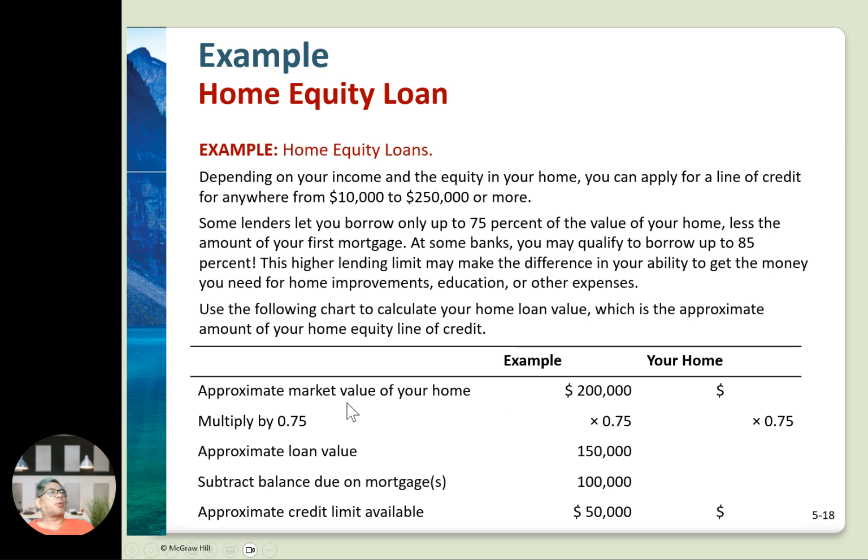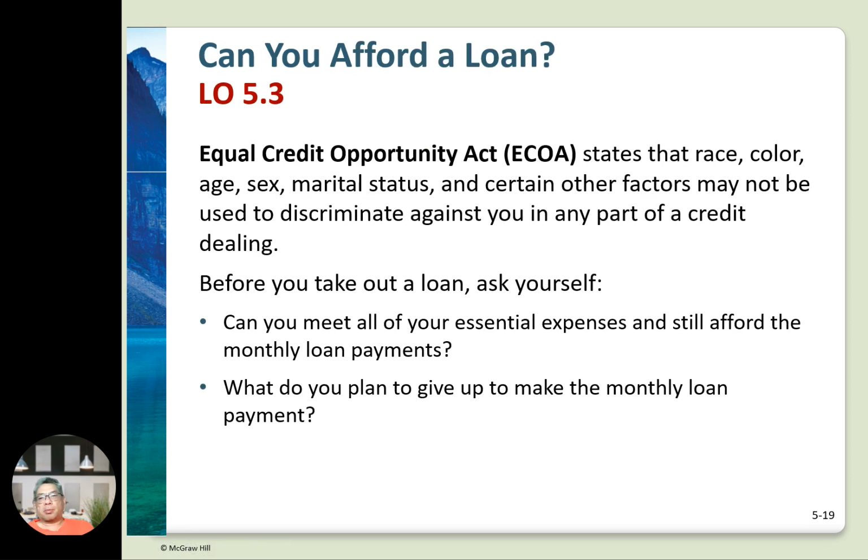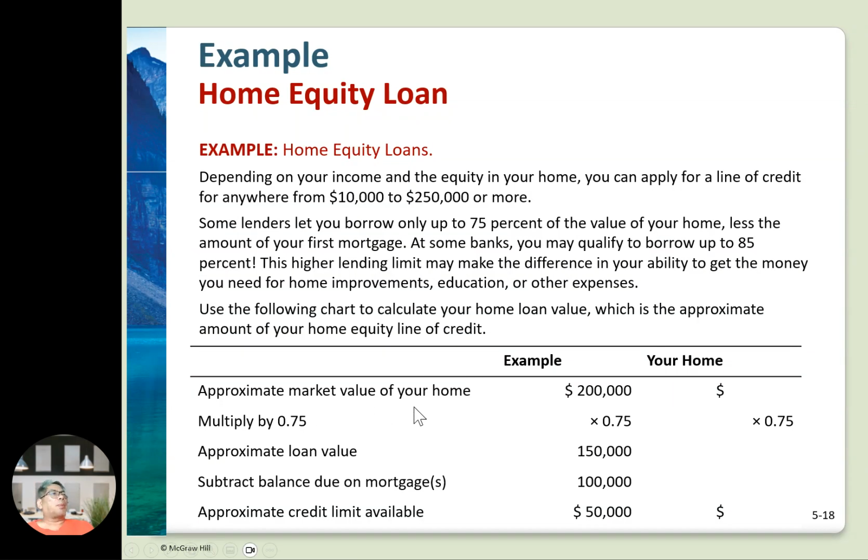This is an example. Approximate market value: the market value is 200,000. Multiplied by 0.75, you get the approximate loan value of 150,000. Subtract the balance due on the mortgage, which is 100,000. The approximate amount available will be 50,000. Okay.